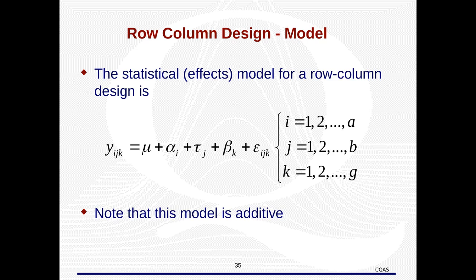This additive structure is crucial because it allows us to partition the total variation in our data into independent components. Each observation is modeled as the grand mean plus a row effect, plus a column effect, plus a treatment effect, plus random error. The assumption of additivity means there are no interaction effects between rows, columns, and treatments.